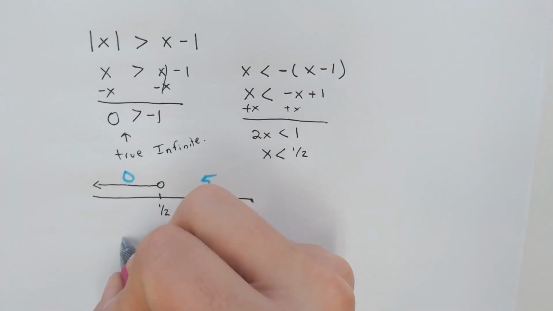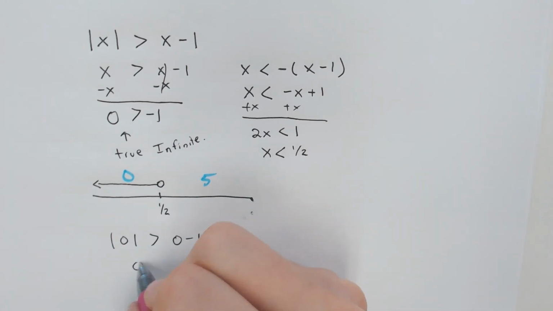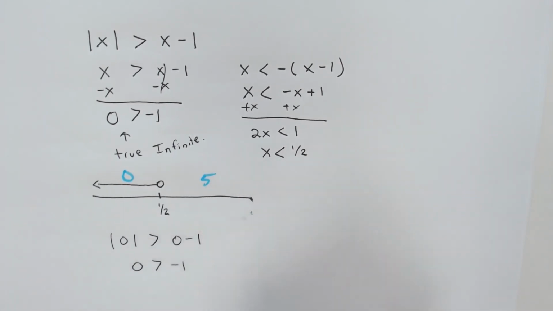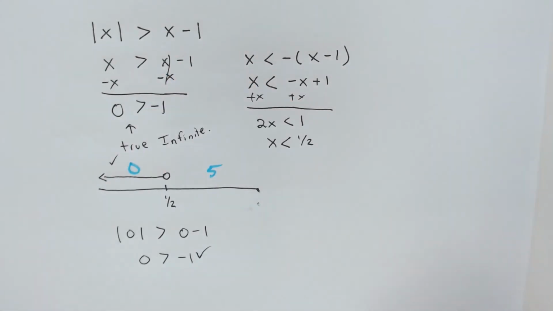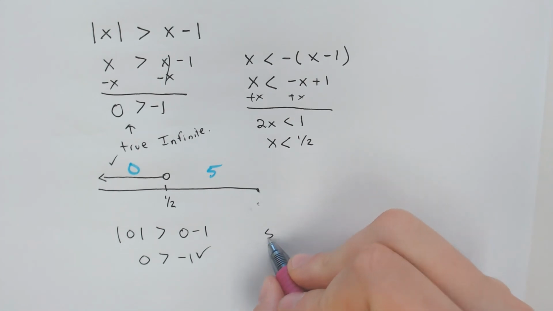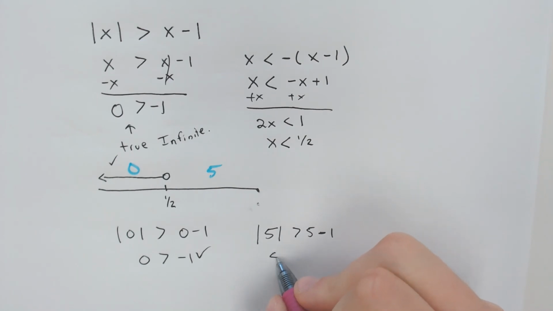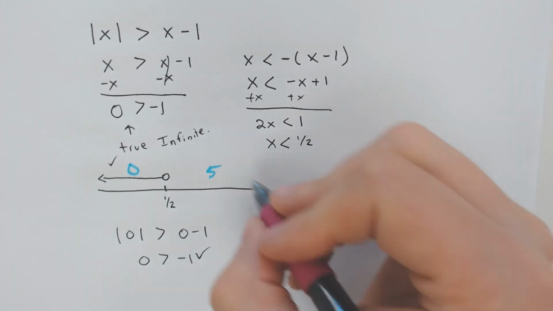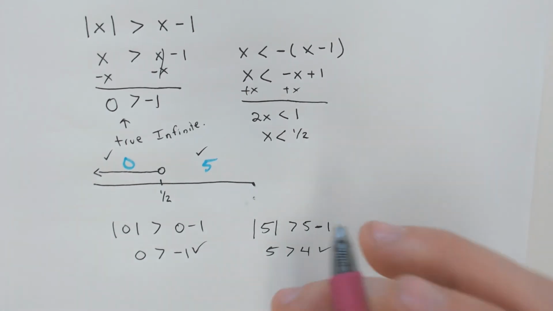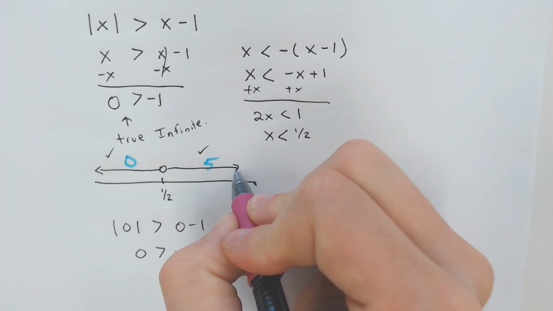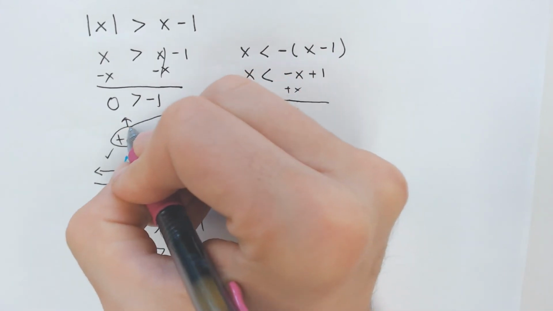So let's plug in 0. 0, absolute value of that, greater than 0 minus 1. Make 0 greater than negative 1. Is 0 greater than -1? Well, we already proved up there that it is. So this part worked. What about 5? 5 greater than 5 minus 1 would be 5 greater than 4, which also worked. All right. So this also is now included in our answer. And we're kind of looking at an infinite solution.